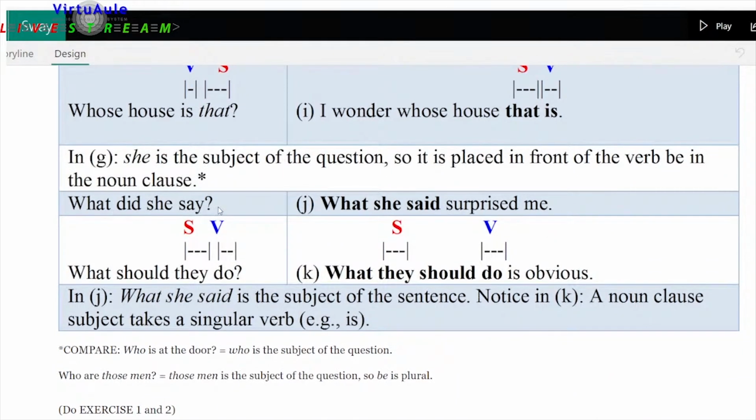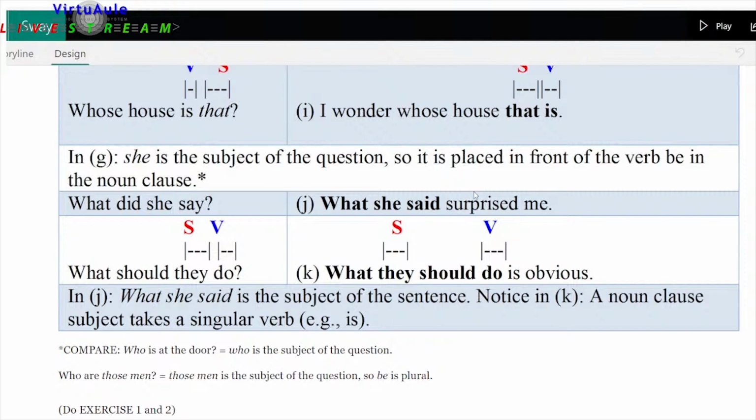What did she say? What she said surprised me. Okay, now in J, what she said is the subject of the sentence. You see, we have the subject, which is composed of three words. We have the subject, she, and the verb said, but this is part of a dependent clause. This is not the principal subject and verb. The principal subject is what she said.